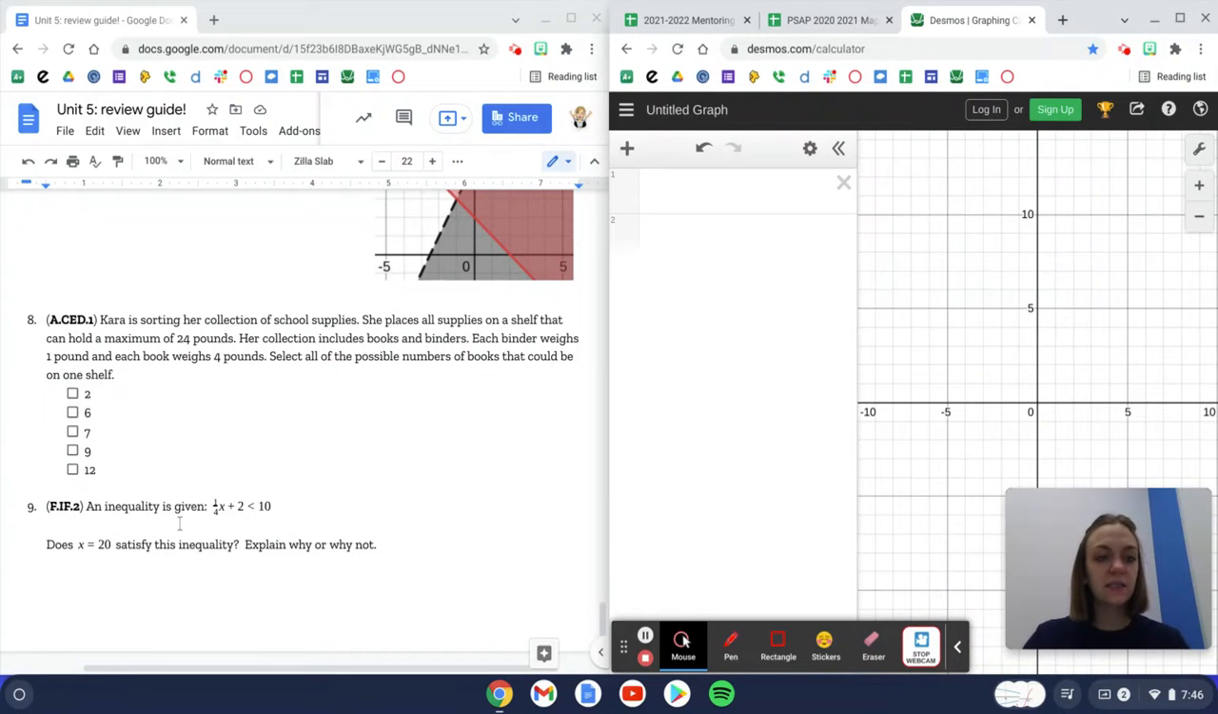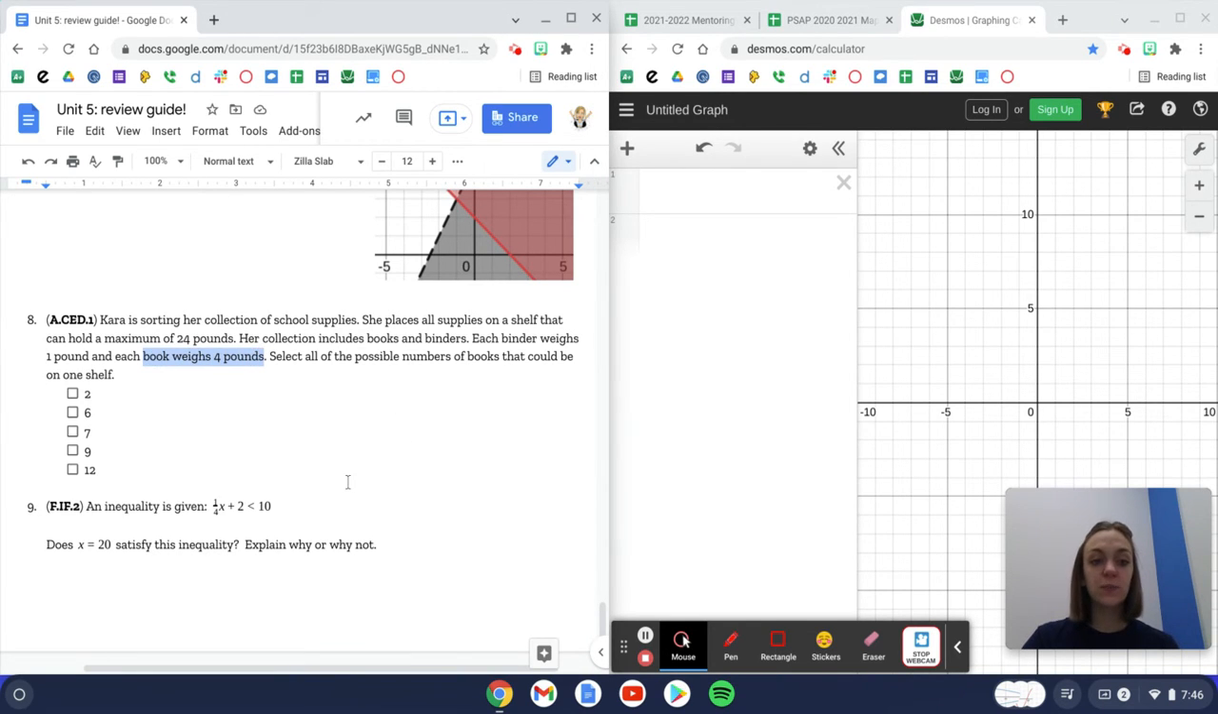All right, question 8 says Kara is sorting her collection of school supplies. She places all supplies on a shelf that can hold a maximum of 24 pounds. Her collection includes books and binders. Each binder weighs 1 pound, and each book weighs 4 pounds. Select the possible number of books that could be on one shelf.